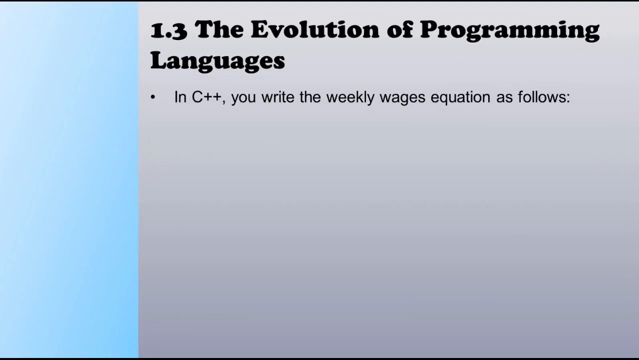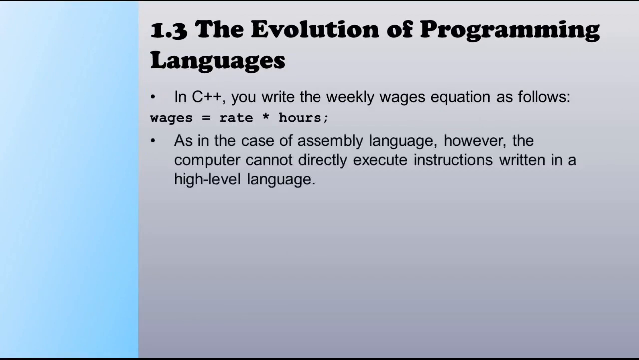In C++, you write the weekly wages equation as follows: wages equals rate times hours, and put a semicolon at the end. As in the case of assembly language, however, the computer cannot directly execute instructions written in a high-level language, because the computer can only read and execute machine language, which is a low-level language.